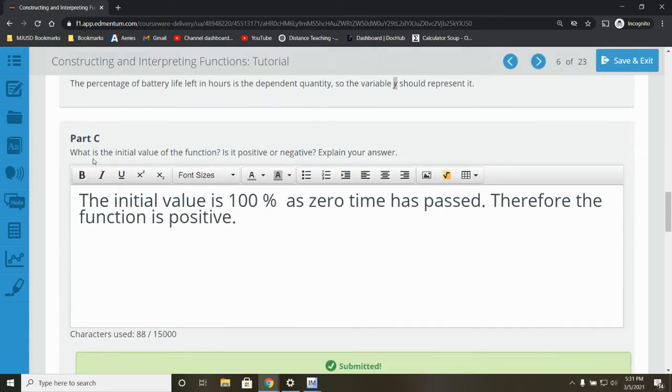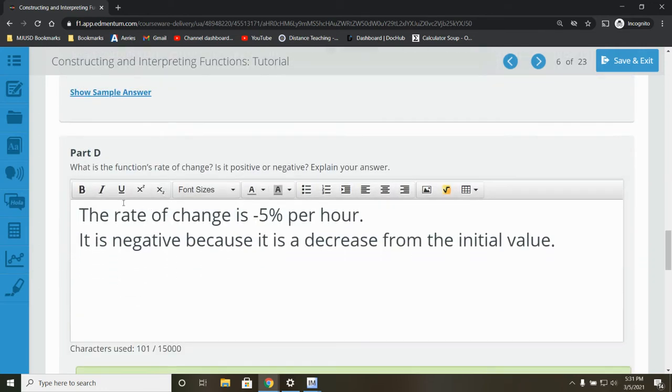My mistake. What is the initial value of the function? Is it positive or negative? Explain your answer. The initial value is 100%, as 0 time has passed. Therefore, the function is positive. What is the function's rate of change? Is it positive or negative? Explain your answer. The rate of change is minus 5% per hour. It is negative because it is a decrease from the initial value.